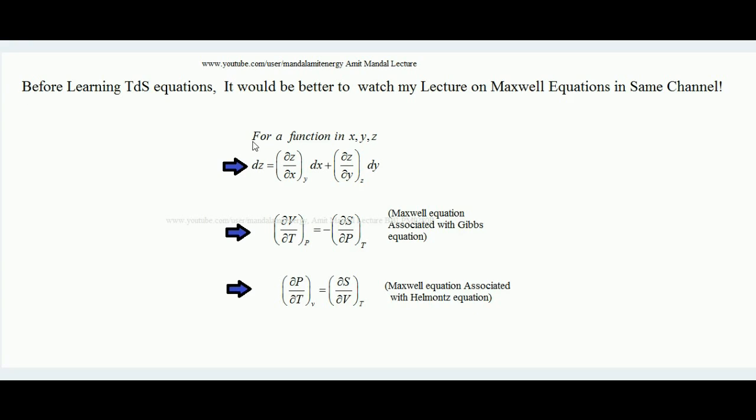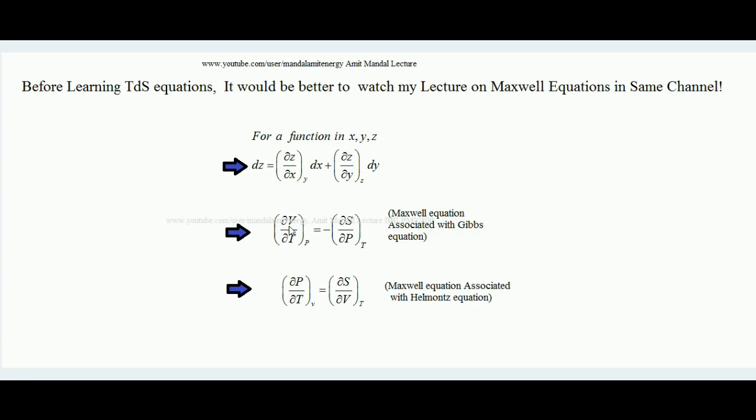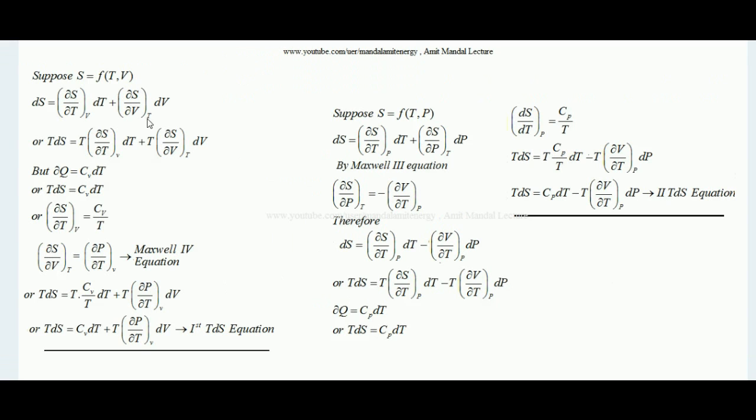Now for a function in x, y, z, dz equals del z by del x at y constant dx plus del z by del y at x constant dy is true. Therefore, suppose there is a function between entropy S, temperature T and volume V, in that case the same analogy can be deployed. So we can write ds equals del s by del T at constant v dT plus del s by del v at constant T dv. Now multiplying T on both sides, I get TdS equals T del s by del T at constant v dT plus T del s by del v at constant T dv.